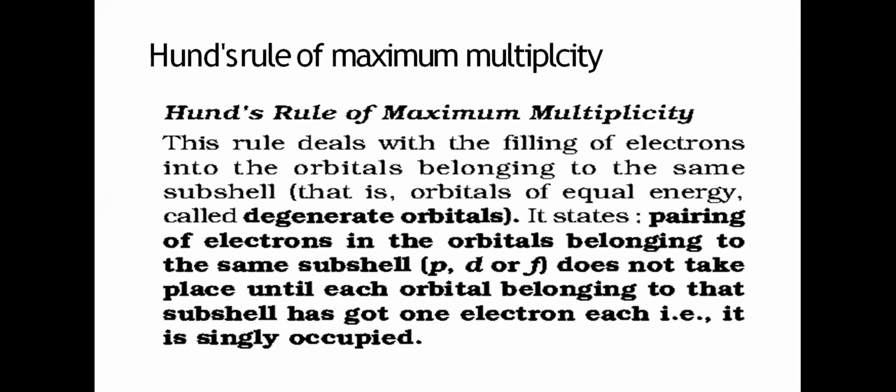In our previous class, we learned about the Pauli exclusion principle and the Aufbau principle, in which we came to know that the orbitals are divided on the basis of energy levels, and on the basis of that we have to do the electron filling. All right, let's come to Hund's rule of maximum multiplicity.